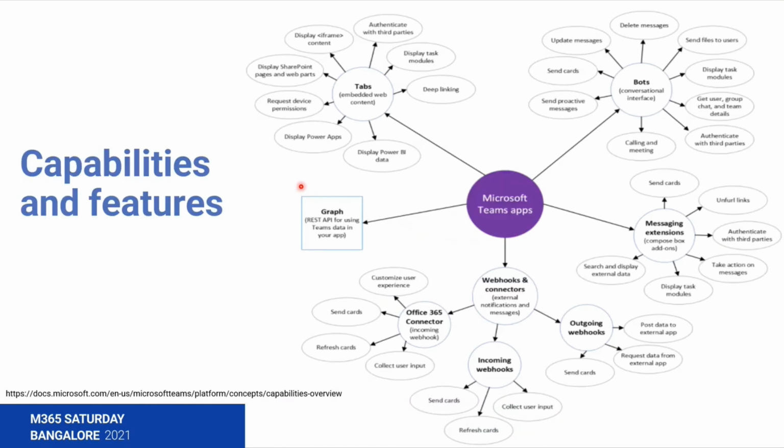Now let's see some common use cases which you can build. This is again a diagram from the Microsoft documentation itself, but it gives us a very good overview of what kind of things we can do using the different types of Teams apps which are available. In the center there is a Teams app. If you are talking about tabs, you can display your content in an iframe. You can authenticate with third-party services. You can display task module, which is a modal experience. You can have deep linking.